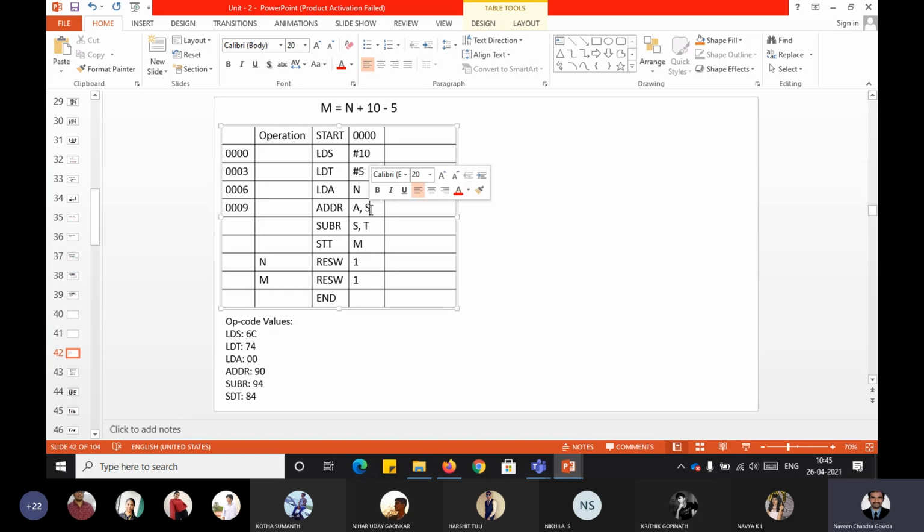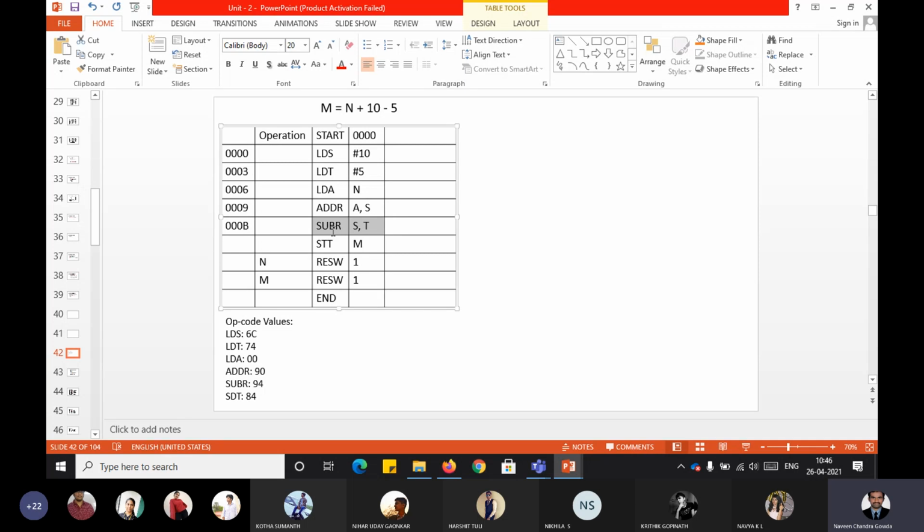Now when it comes to ADDR A comma S, I repeat, it purely belongs to format 2. As it belongs to format 2, you have to allocate 2 bytes in the memory space. So the next address would be 9 plus 2, which is 000B, because 9 plus 1 is A and then B.